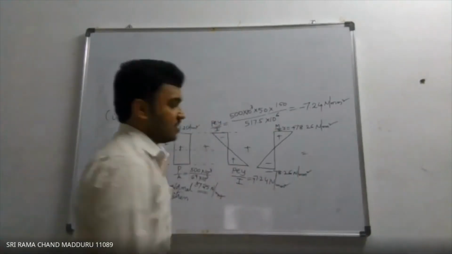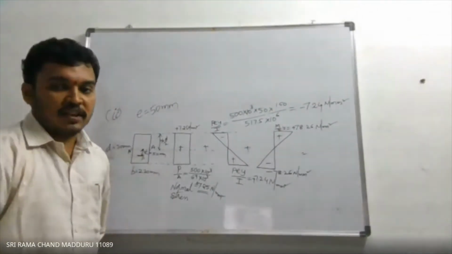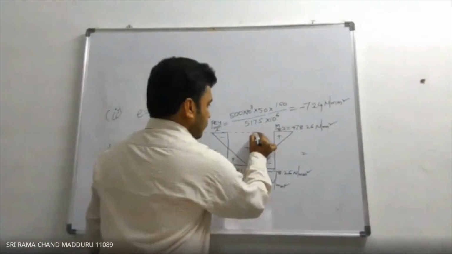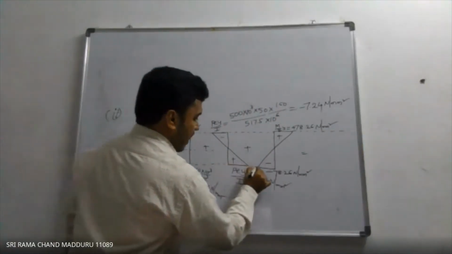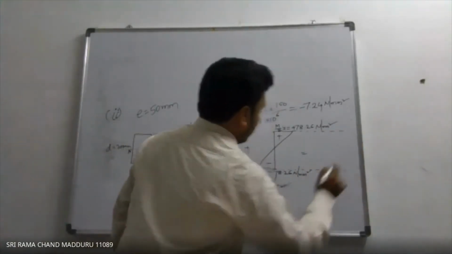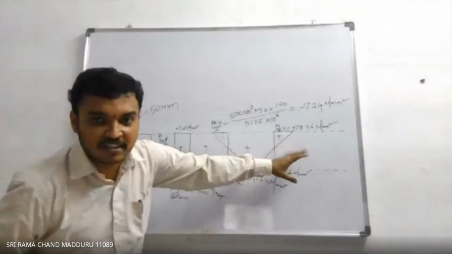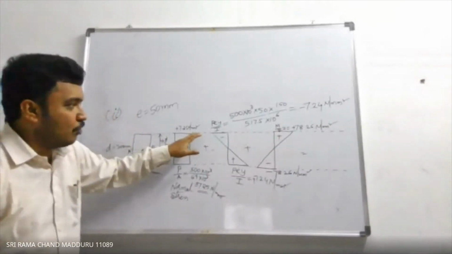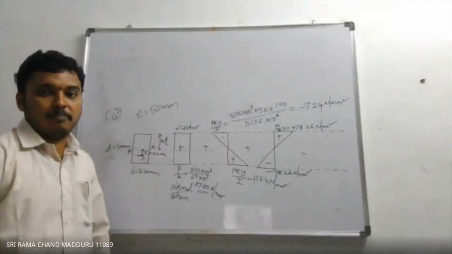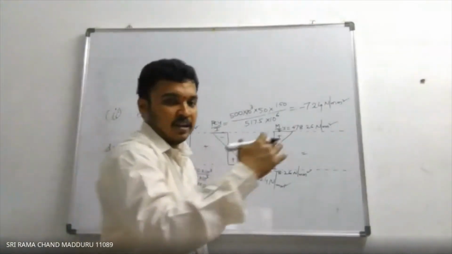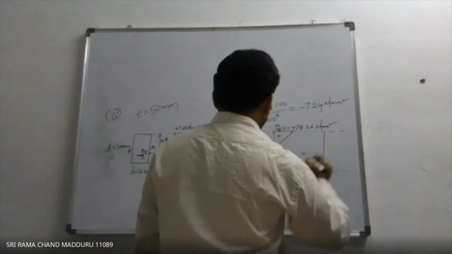Now draw the resultant stress diagram. The reason I am drawing these dotted lines is that you are representing all the top fiber stresses at the same level. If you don't draw these dotted lines, the diagram may come out crossed. So if you draw this, what is the resultant stress diagram?